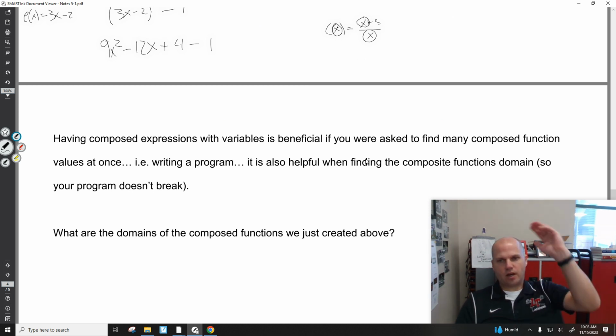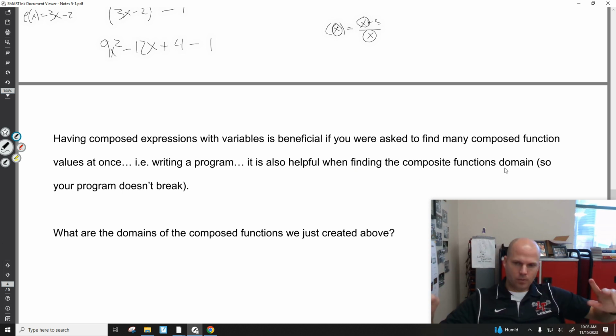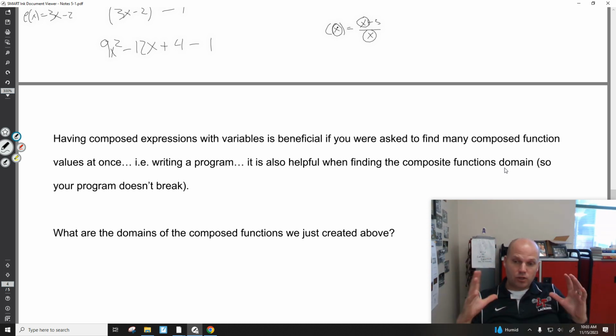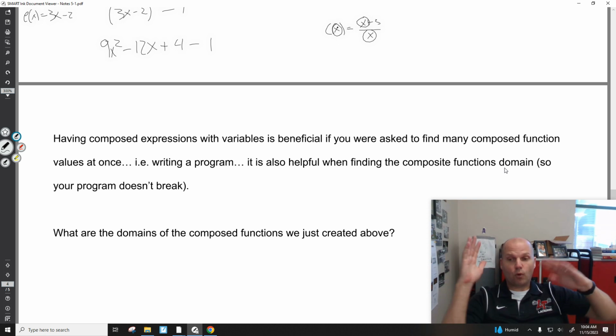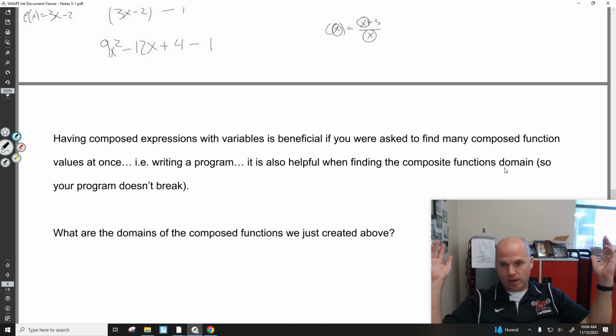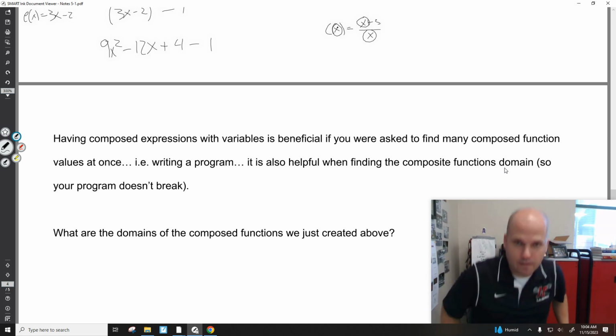When you're writing a program, but heads up, it's also helpful to pay attention to the domain. You have your composition, your mashing of two machines. Make sure we can only plug in certain values into that machine or your program's going to break. Domain is the idea: what are the values that you can plug into your big machine for it to work? Make sure we don't plug in bad values or your program's going to break and you've got to go debug it.